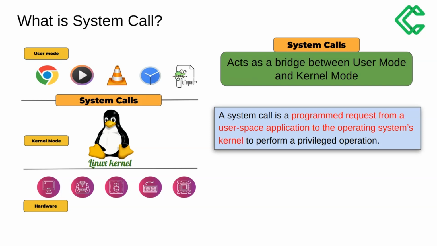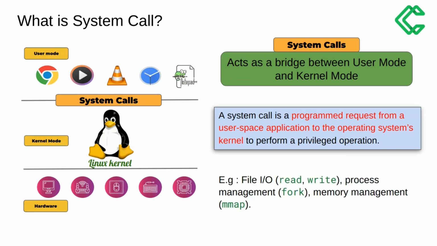Let's define system calls. A system call is a programmed request from a user space application to the operating system's kernel to perform a privileged operation. For example, file IO, file read and write operations, process management, creation of new processes, and memory management related stuff, etc. We'll discuss different categories of system calls in a while. System calls can be broadly divided into 5 categories.